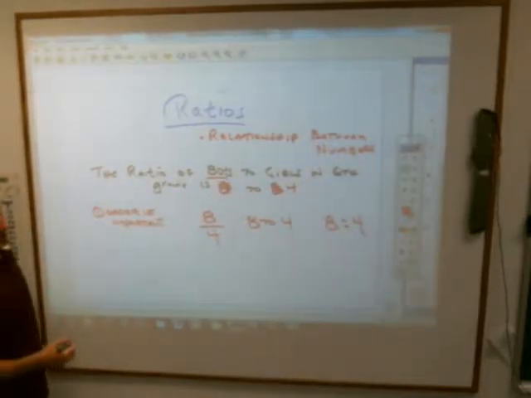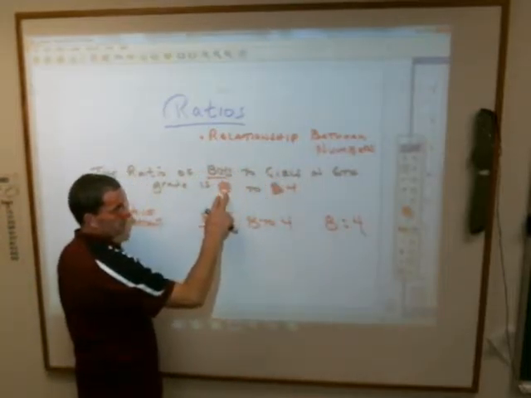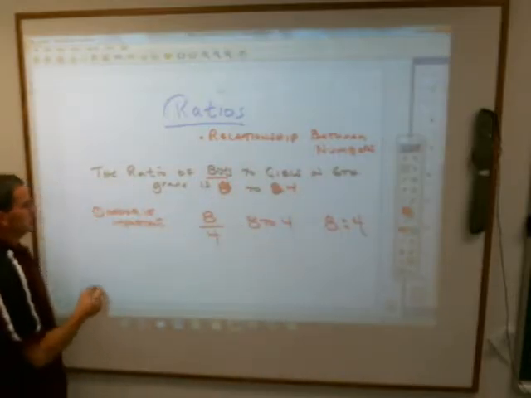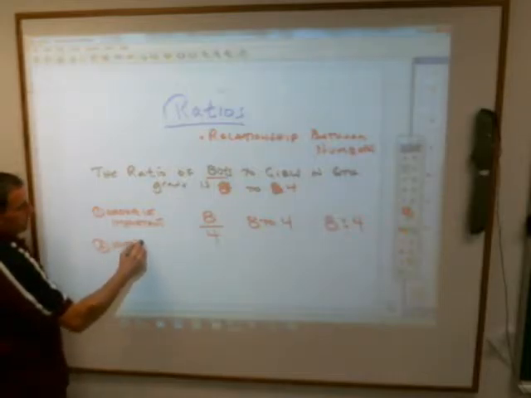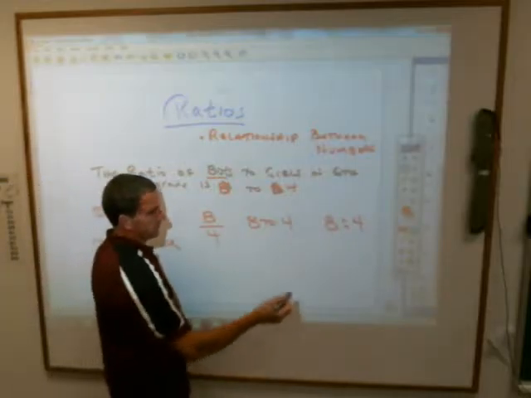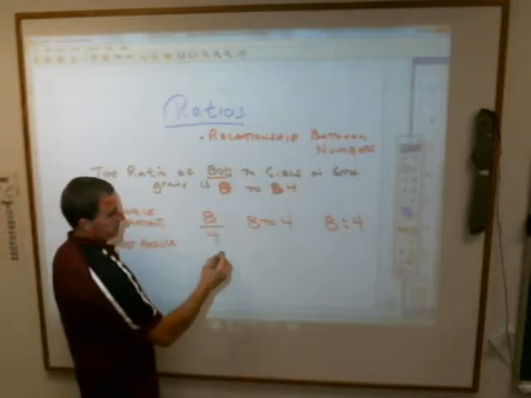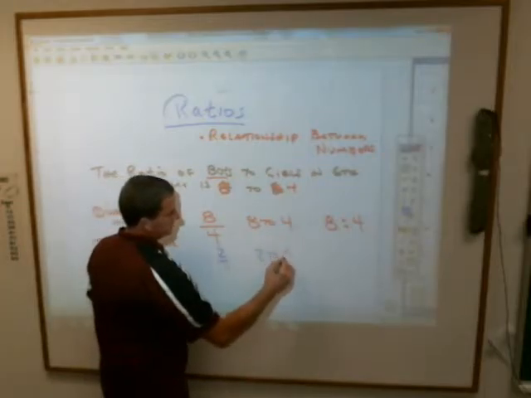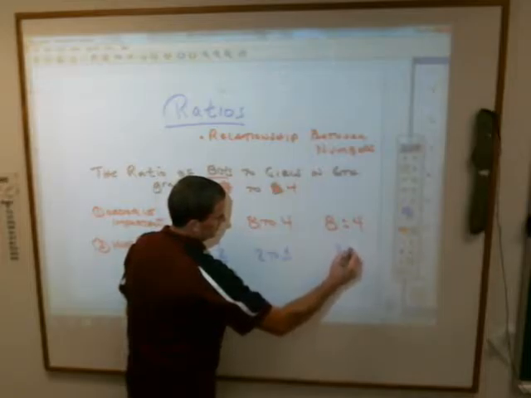Okay, so the order is important in the sense that in the problem, the first one given is the first number given. Boys to girls, boys to girls. Has to be that order. The second thing is you do need to reduce. I can't leave it the way that I put it there because those numbers could be reduced. 8 over 4 is the same thing as 2 over 1 if you reduce that fraction. Or 2 to 1.